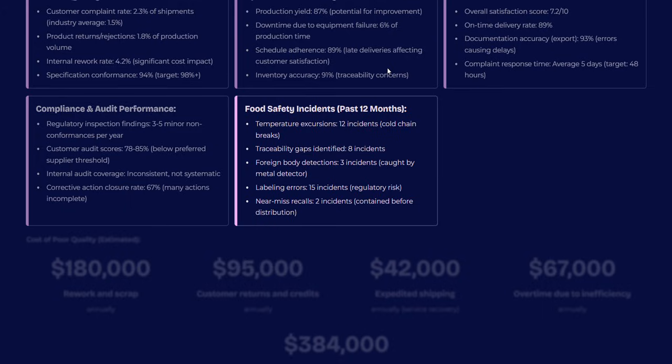Let's look at the food safety incidents in the past 12 months. For example, temperature excursion. We have 12 incidents of cold chain breaks. That means on average every month we have a problem. And then traceability gaps identified over the past 12 months are 8 incidents. Foreign body detections, 3 incidents caught by metal detector. We have labeling errors, 15 incidents in the last 12 months. This is a regulatory risk. And then we have near miss recalls, 2 incidents, but they were contained before distribution. These are huge risks.